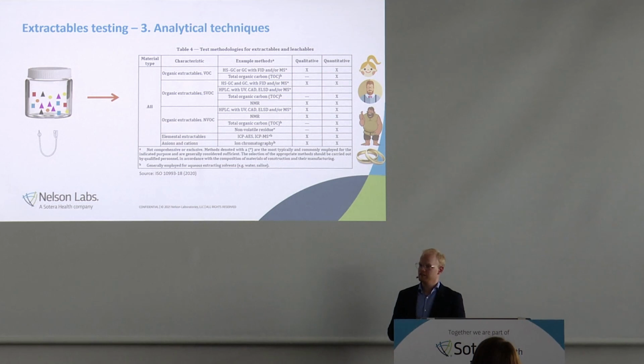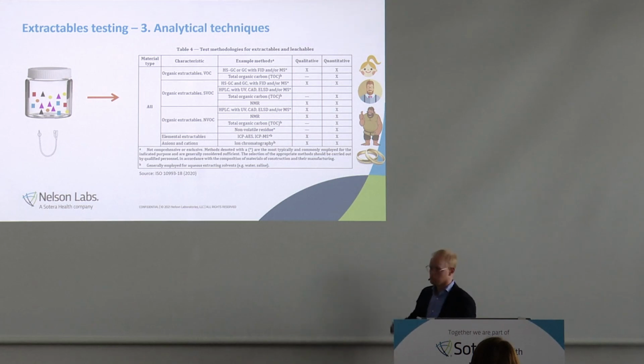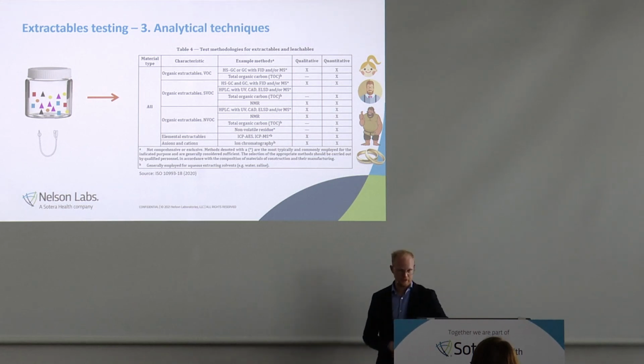Once we have generated the extracts, we do the analytics. That's where the fancy machines come into place. We analyze for the small molecules. It's represented by a child. When we are talking science, we say the volatile organic compounds.